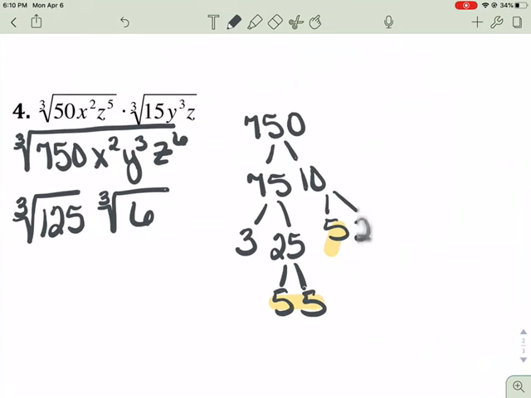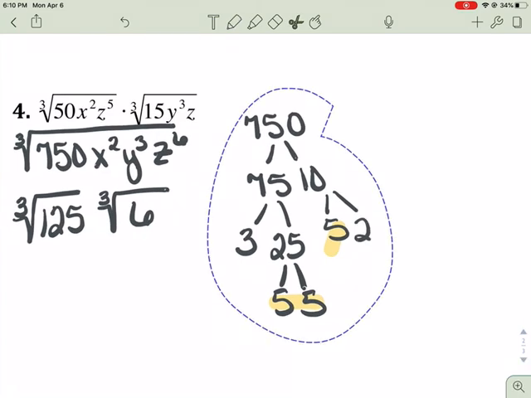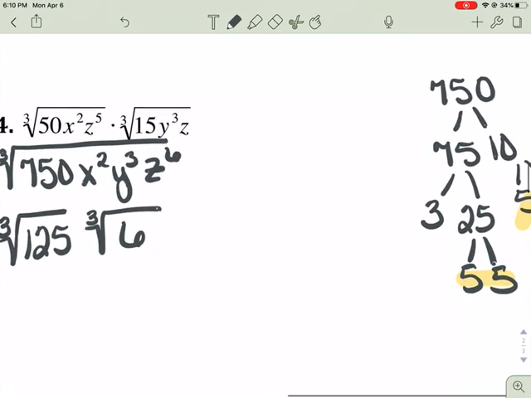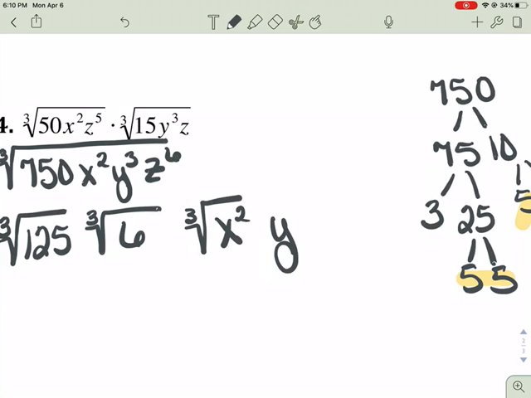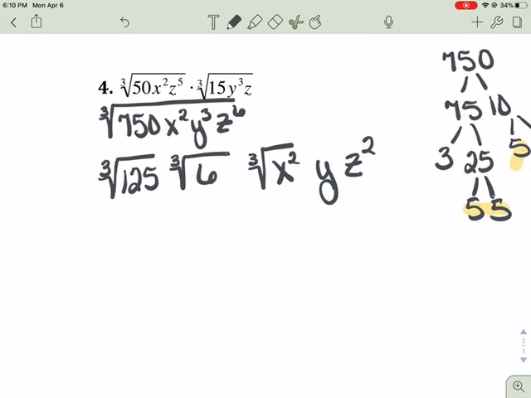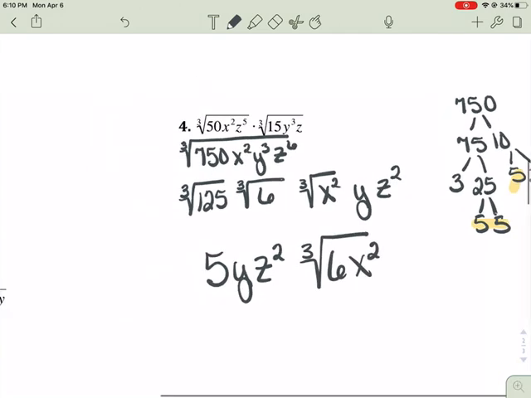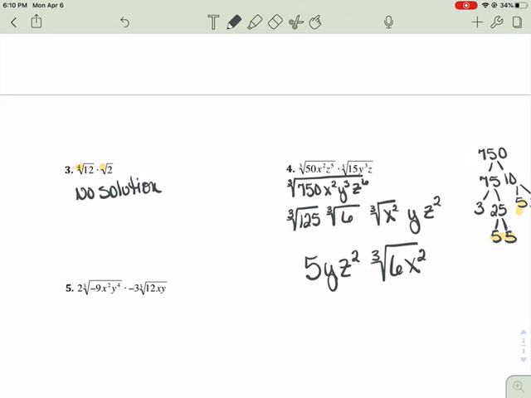All right, so let's do our variables. The cube root of x squared, well, 3 doesn't go into 2, so we're going to leave it as the cube root of x squared. 3 goes into 3 once. 3 goes into 6 twice. All right, so let's bring them all together. The cube root of 125 is 5y z squared, cube root of 6x squared. Okay. All right, so let's try this one.